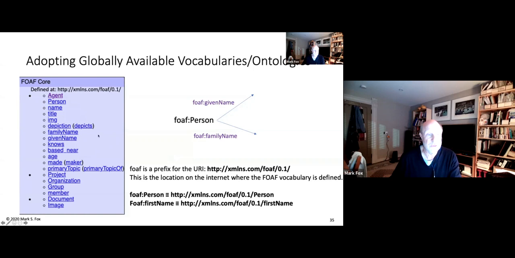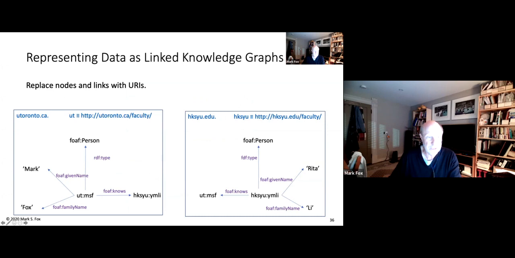And so if we agree to adopt the same vocabulary, then we're agreeing to use the same prefix for identifying familyName as a property that's defined in the FOAF vocabulary. So we can always know where the property is defined, where it comes from, and that we're sharing its use. So that means when we look at the two representations of Mark and Rita, we have now substituted the URIs: foaf:Person, foaf:givenName, familyName, rdf:type, that's a different prefix, I'm not going to get into it, foaf:knows, and notice I have ut:msf. ut corresponds to a file at University of Toronto of faculty, and msf is a unique identifier of me. So wherever ut:msf is used, we know we're talking about me at the University of Toronto.